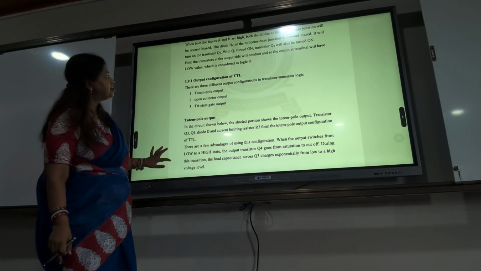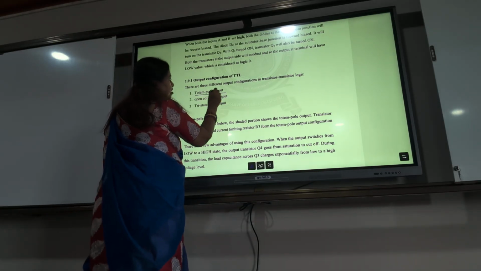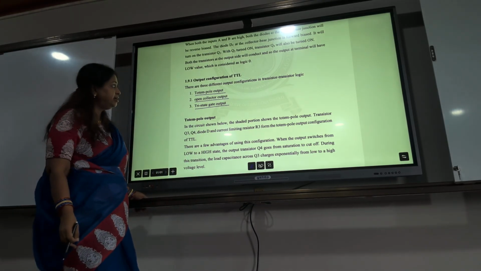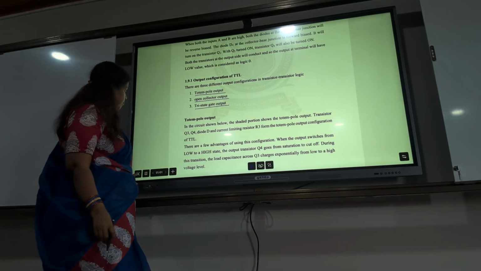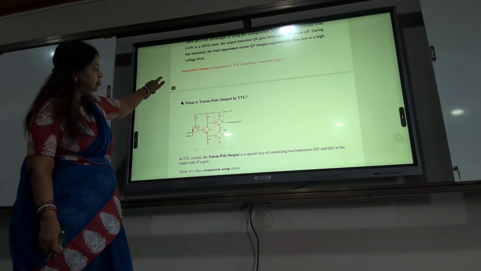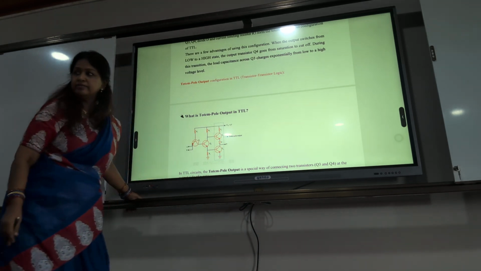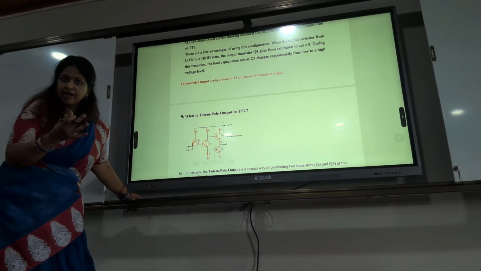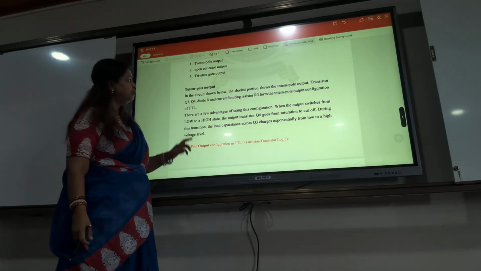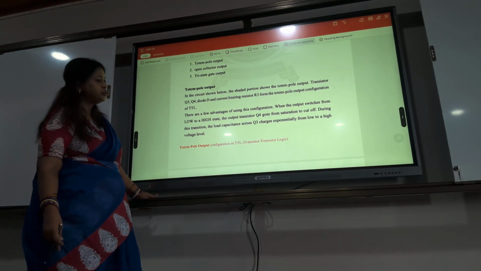Then output configuration of TTL. The output, we are seeing totem pole output. There is also open collector output and tri-state gate output. There are three types of output you can give. So totem pole output. The shaded portion in the circuit shows the totem pole output, that is this portion, the dotted line. One transistor sitting on the other transistor. The transistor Q3, Q4, diode D and the current limiting resistor form the totem pole output configuration of TTL.